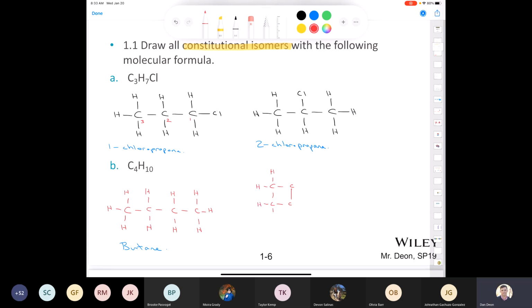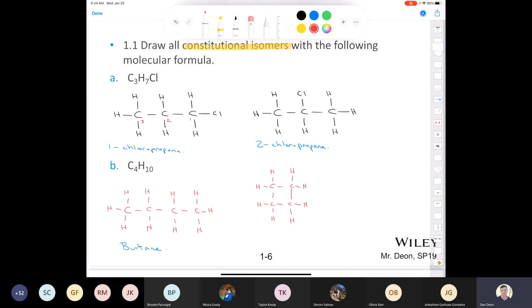put in hydrogen so that every carbon has 4 bonds. And if you're lost, if you're like, what the hell are you doing, Mr. Deon? Look at this carbon. It's got 2 bonds, 1, 2. So how many bonds does carbon form? 4. So that means it needs 2 more, right? 2 plus 2 is 4. If I put 2 more here, this compound is called cyclobutane.